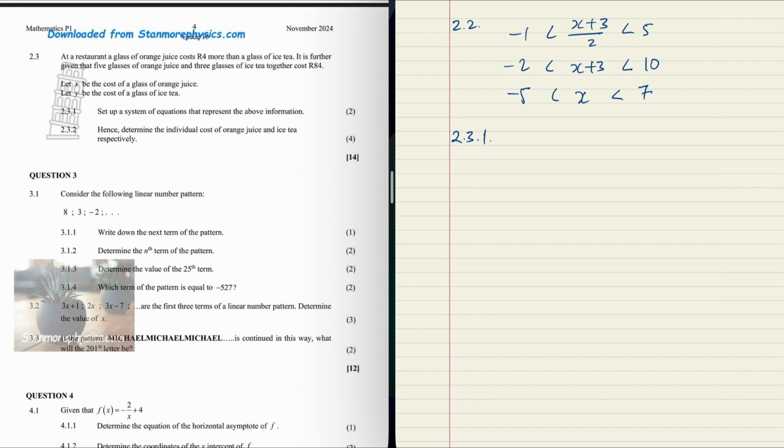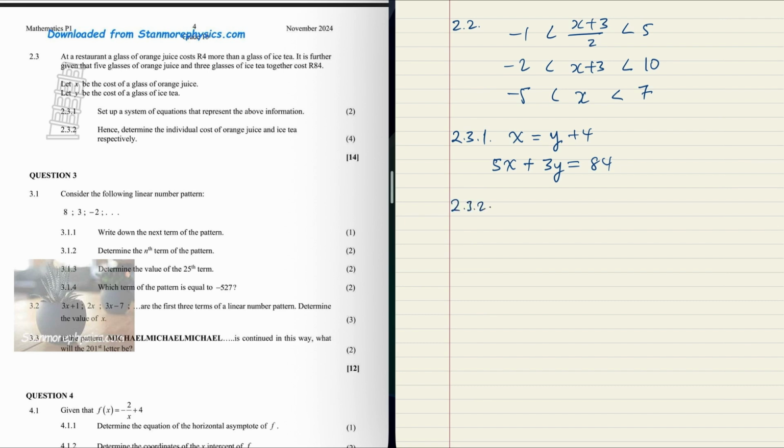So 2.3.1. So we'll say that orange juice, so X, is equal to the cost of iced tea, which is Y, plus 4. Then we can say 5 glasses of orange juice, so 5X, plus 3 glasses of iced tea, so 3Y, is equal to 84. So those are our two equations.